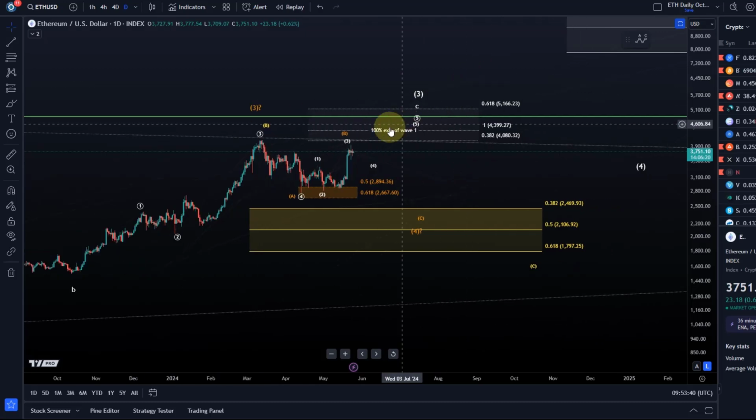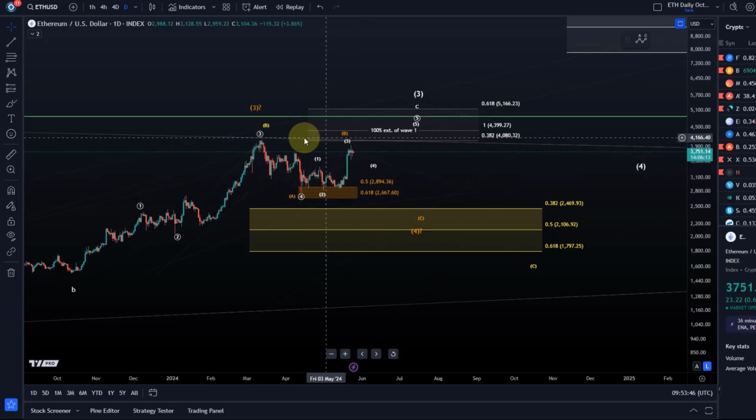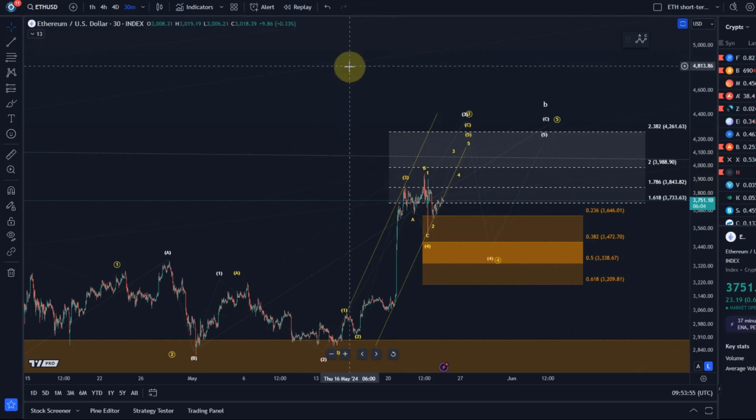The condition here is that we're holding these swing lows that formed in April, so around 2,800, or we will have invalidation of the idea that the wave 5 of C of 3 has actually started and is unfolding. Let's go to the smaller time frame wave counts.